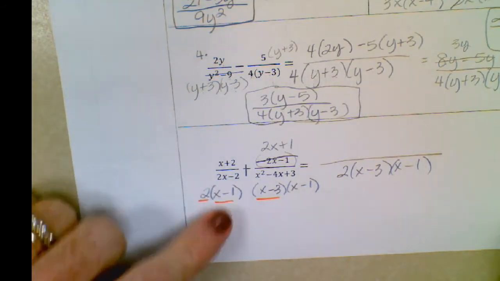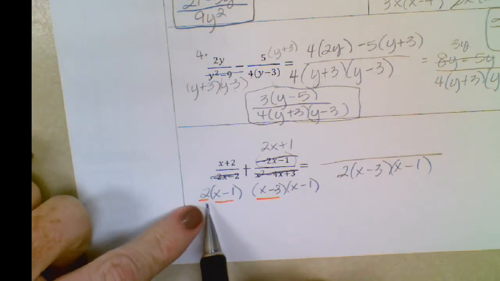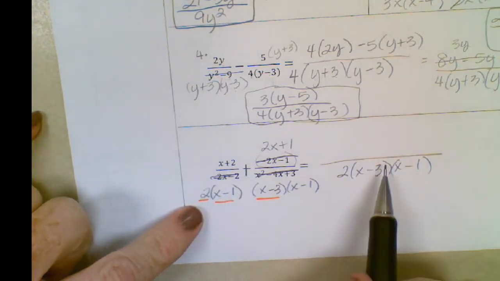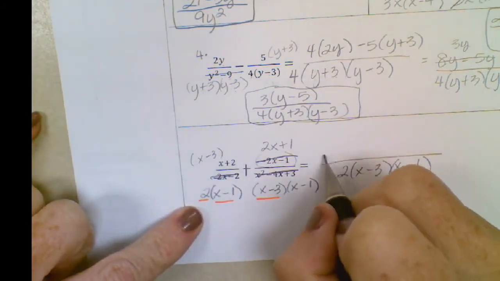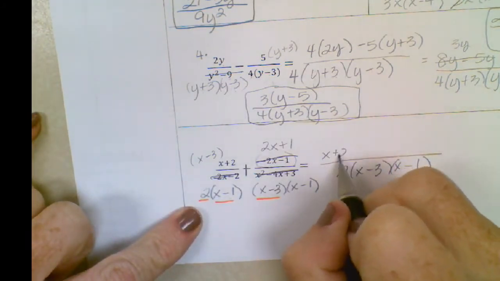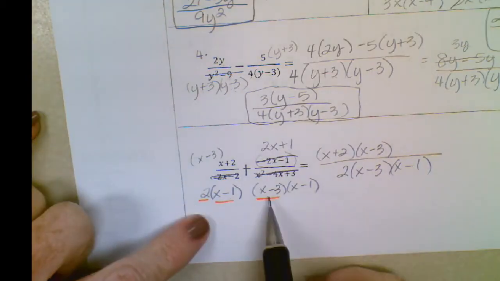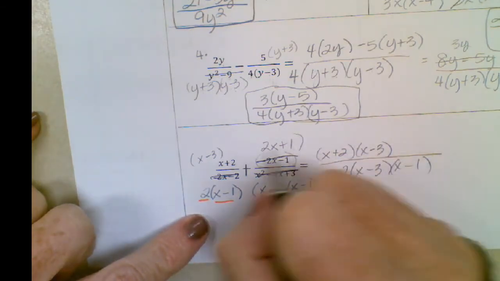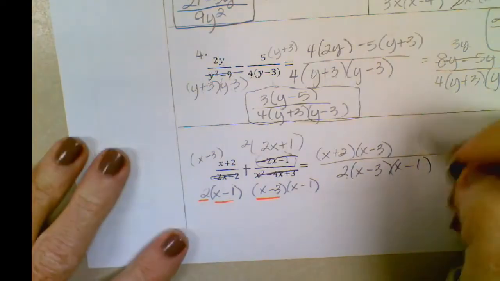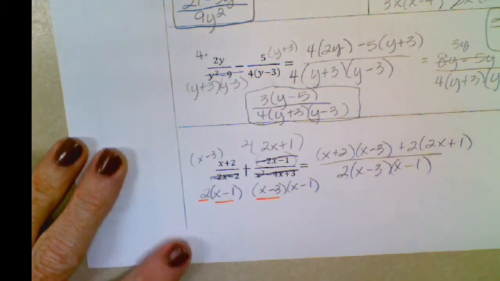And then I've just got to figure out what each numerator is missing. So this one's got a 2 and an x minus 1. It's missing the x minus 3. So I've got to multiply this by x minus 3. So I've got x plus 2 times x minus 3. And then on the right-hand side, I've got x minus 3 and x minus 1. It's missing the 2. So I've got to multiply that by 2. So I've got plus 2 times 2x plus 1.